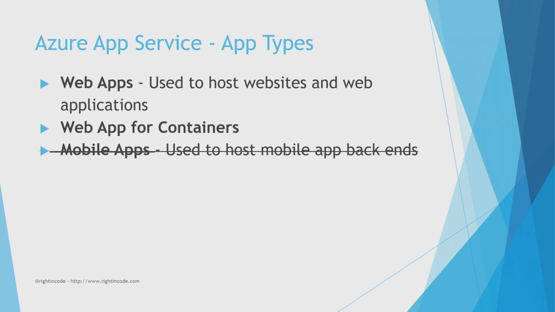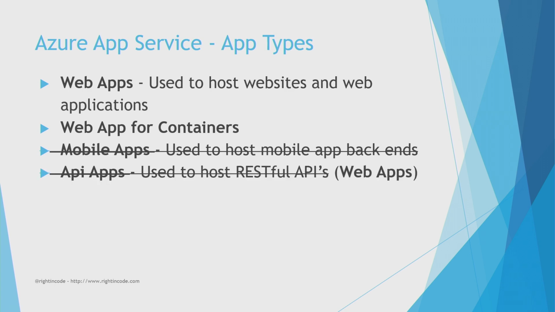Now, I have this marked out, or crossed out, because at Build the guidance now is to use Visual Studio App Center for what this used to do. What this did for you was things like authentication, notifications, and data storage for your mobile apps. That's what mobile apps brought to the table. But now Visual Studio App Center is the way you should go, and those same services are provided. And then there's API apps.